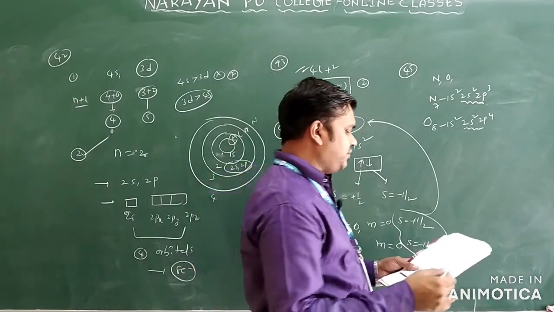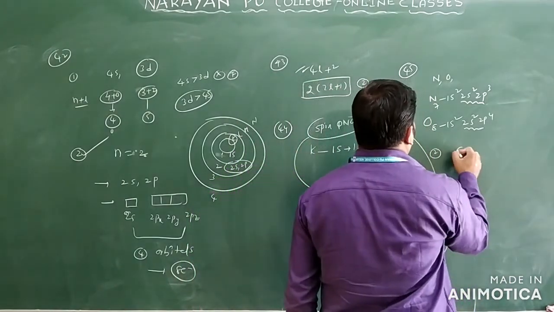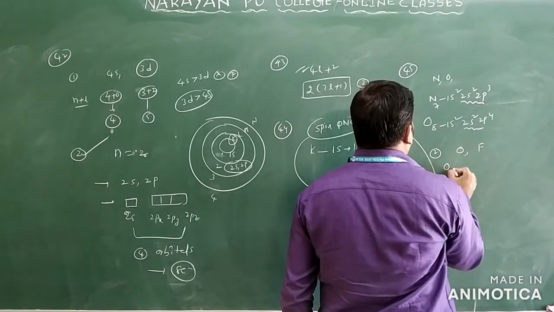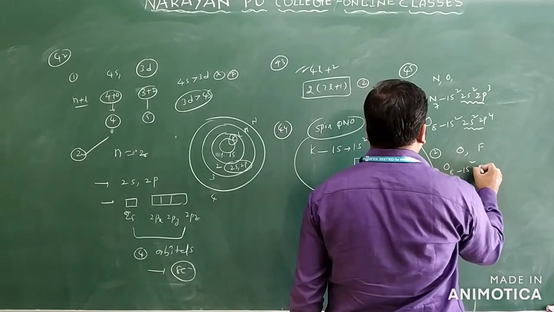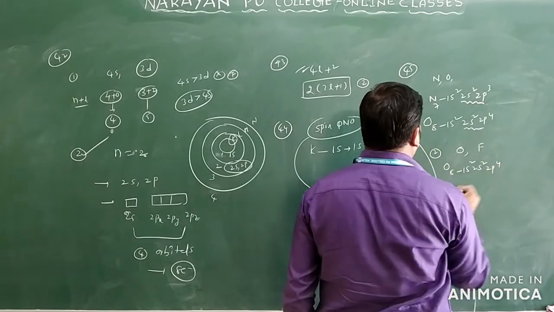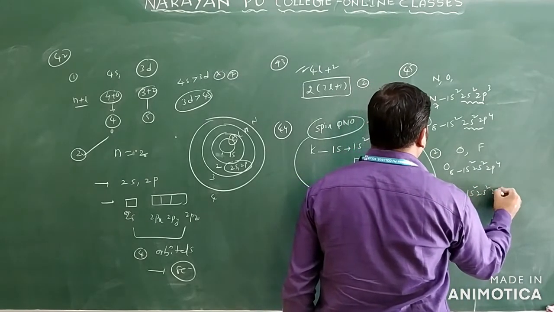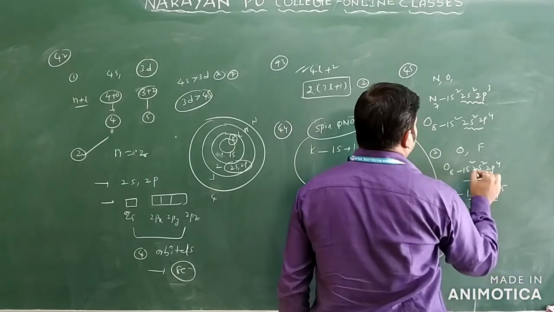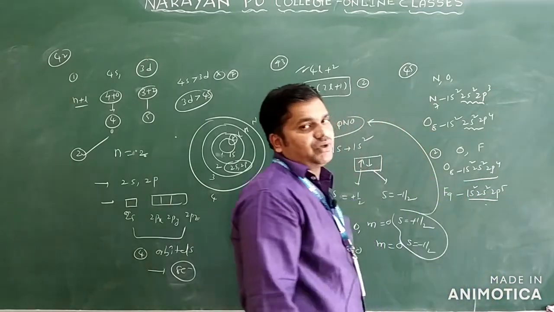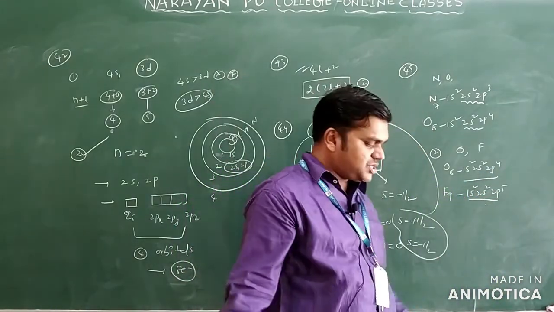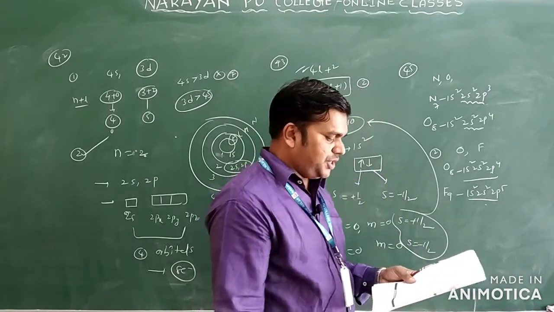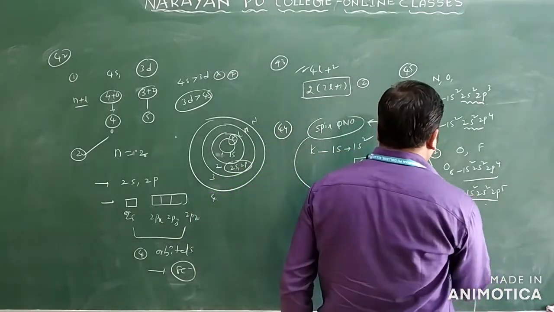Come to the second option, we have oxygen and fluorine. Oxygen 8 we have 1s2, 2s2, 2p4. Fluorine we have 9: 1s2, 2s2 and 2p5 only. Here 2s2, 2p4, here 2s2, 2p5. We compare all the orbitals, and they are the same.